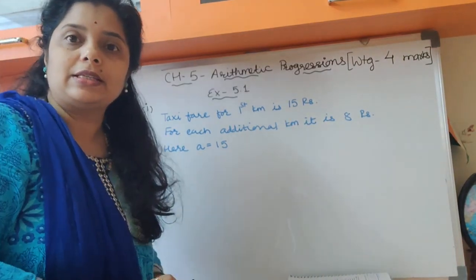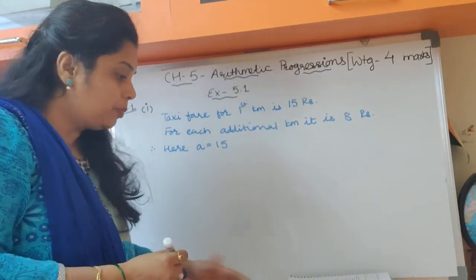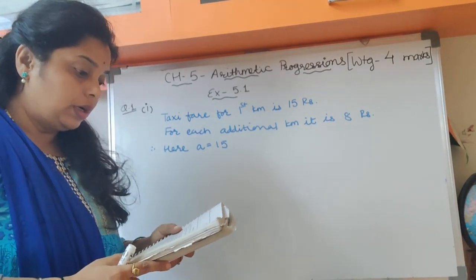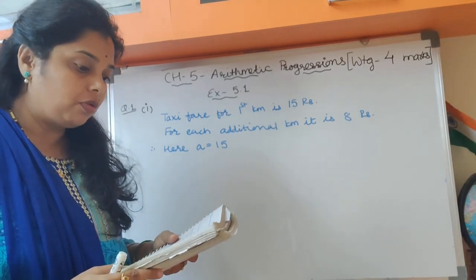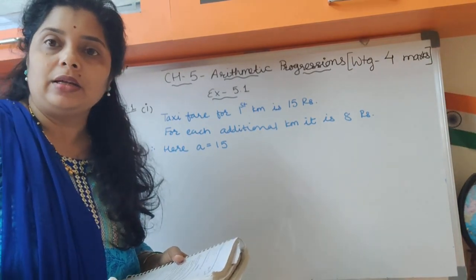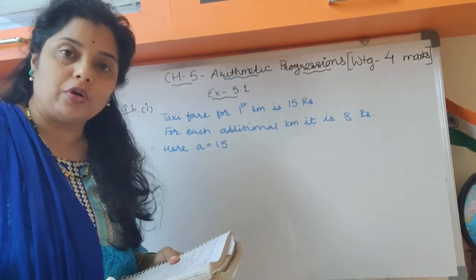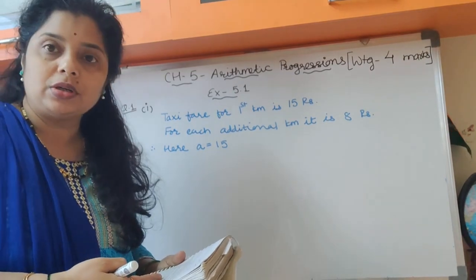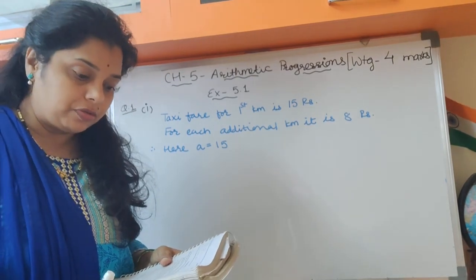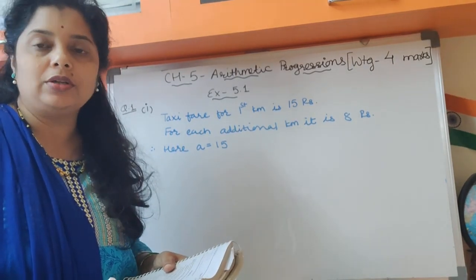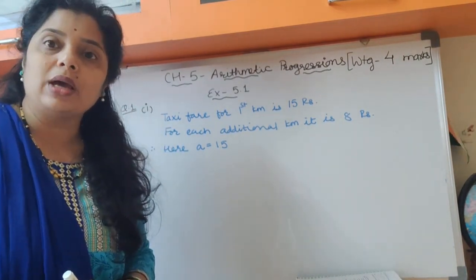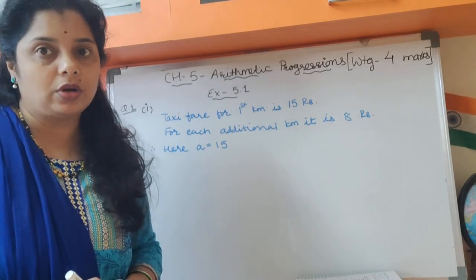Let's start with exercise 5.1. In 5.1, the first question is, in which of the following situations does the list of numbers involved make an arithmetic progression and why? They are asking that if the list of numbers you get from the following 4 situations is an AP or not, that you have to check. And you have to justify your answer also, why it is AP and why it is not AP.